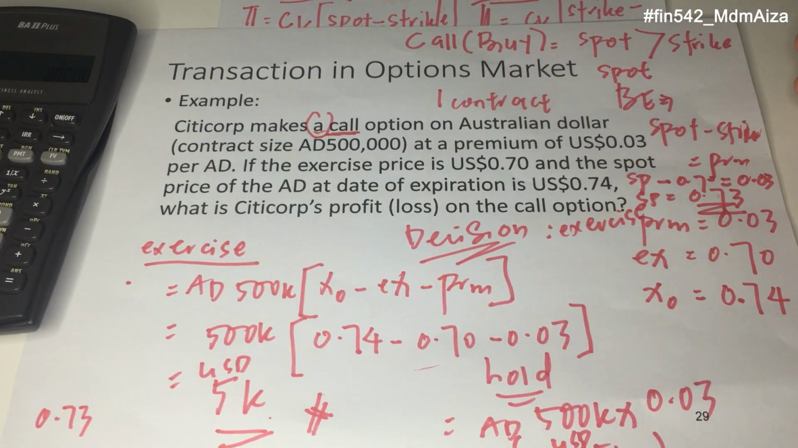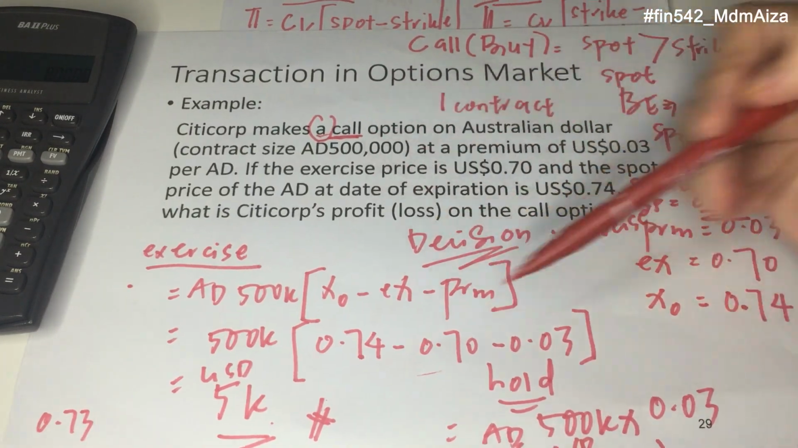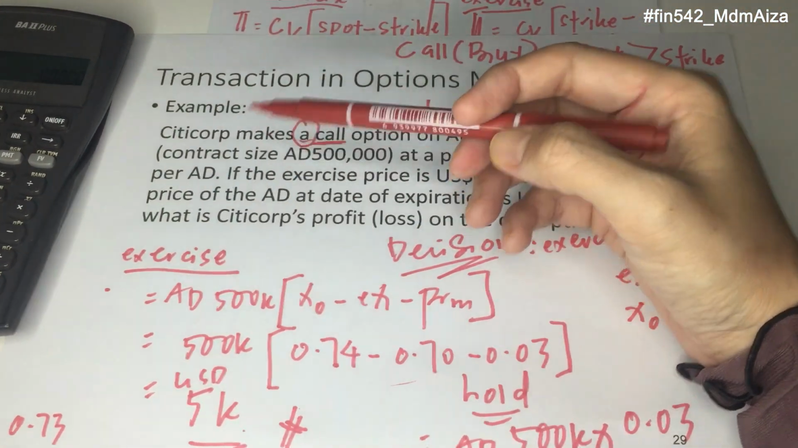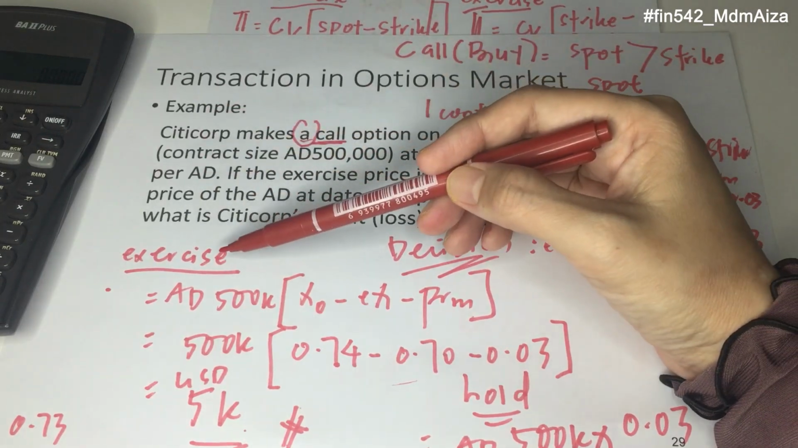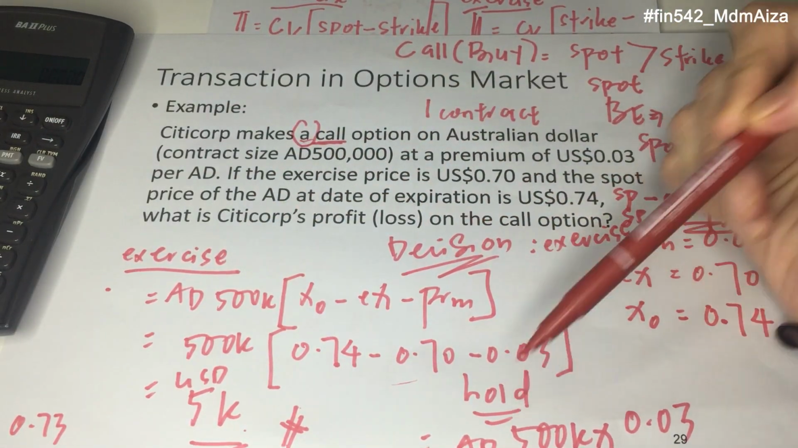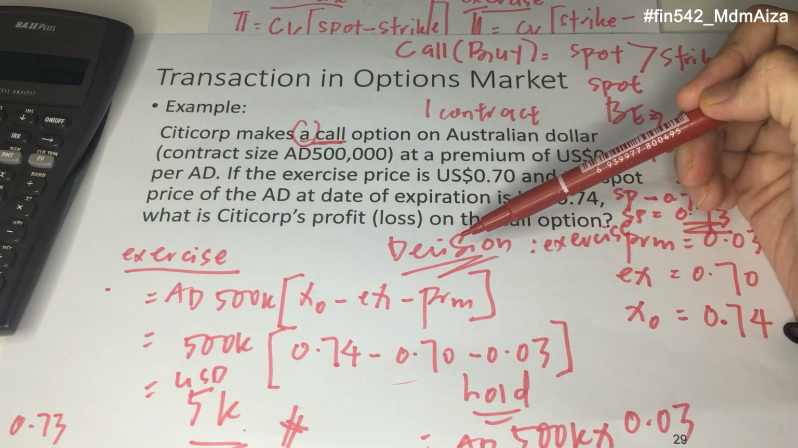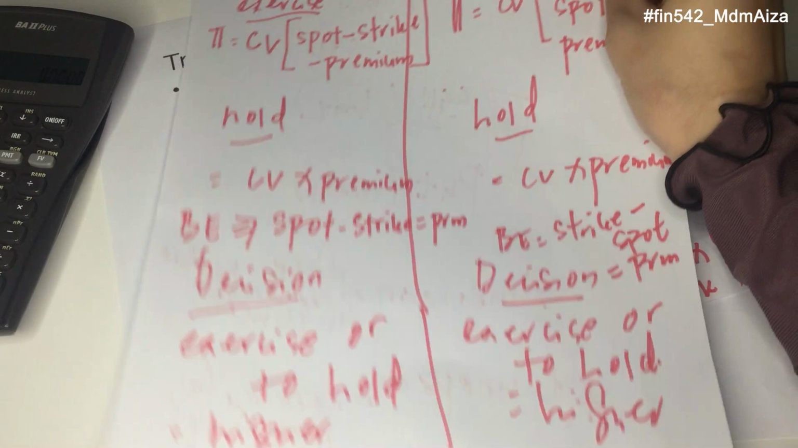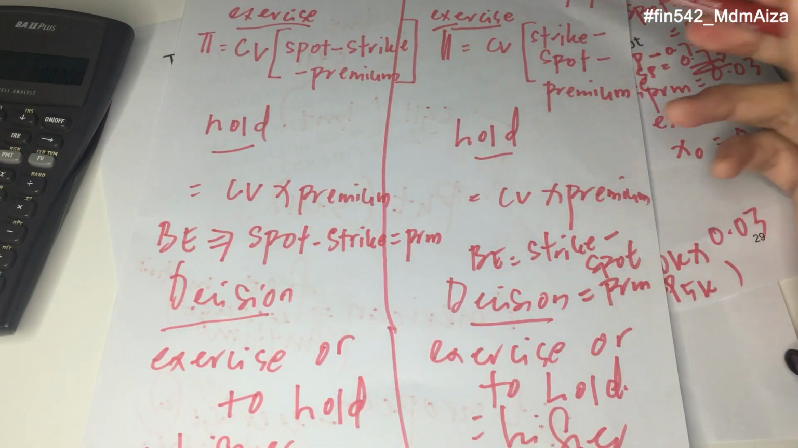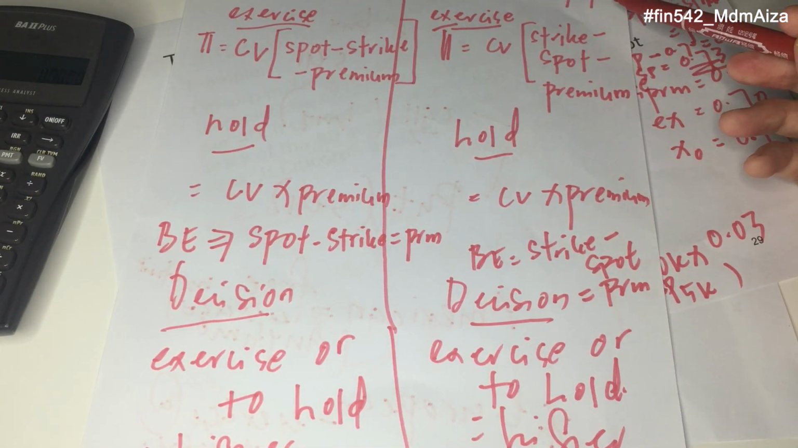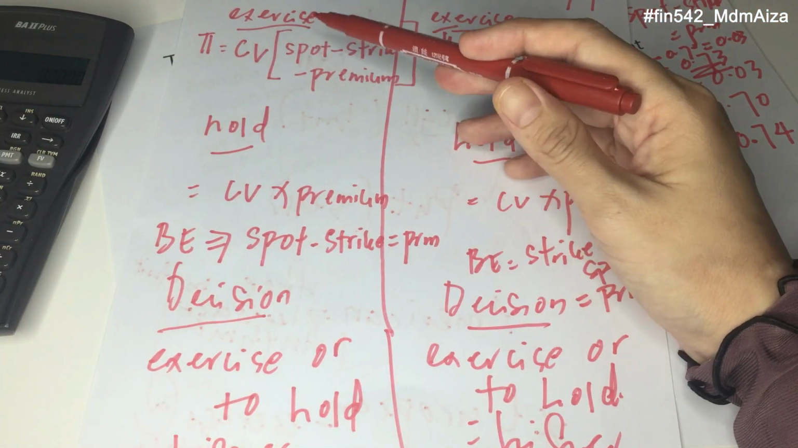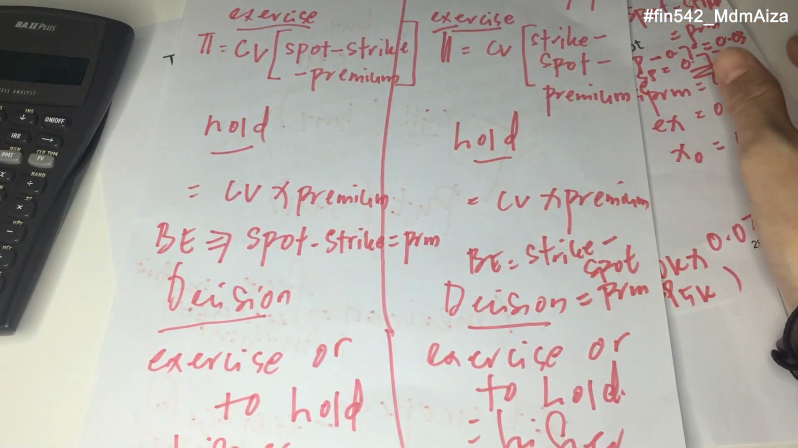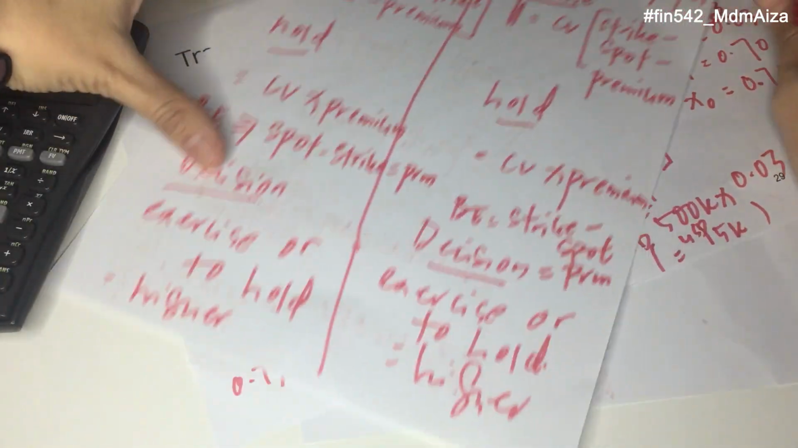If the question asks you about the put option, you need to do the same things: how much the amount is if you exercise, how much if you hold, and then make a decision. If they ask for the break even, just use my formula. For a put, strike minus spot minus premium. For a call, spot minus strike minus premium. Alright, that's all about futures and options.